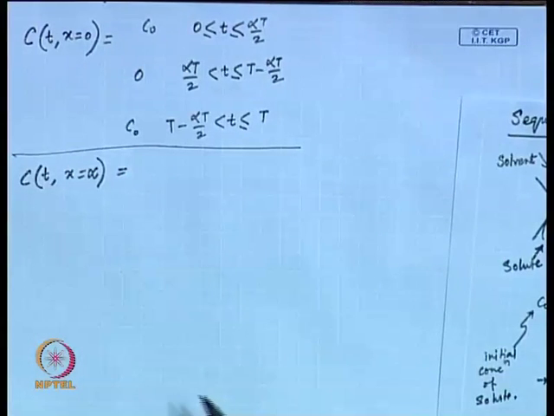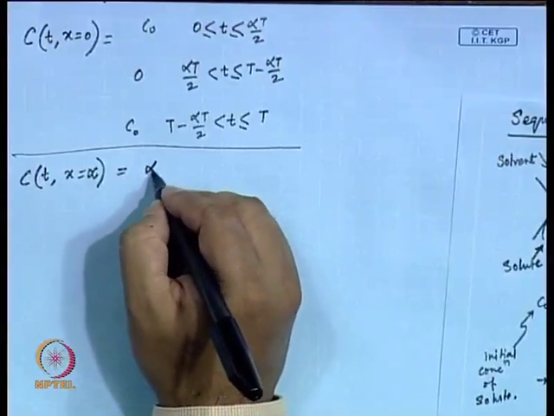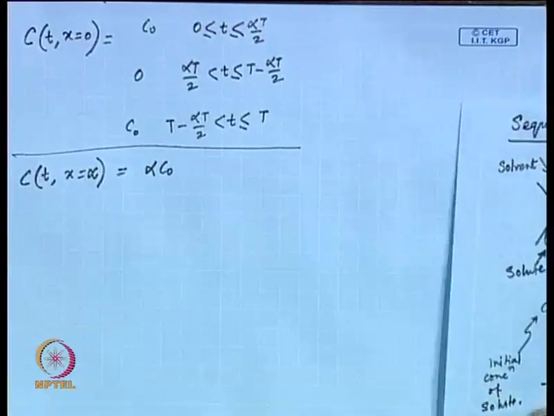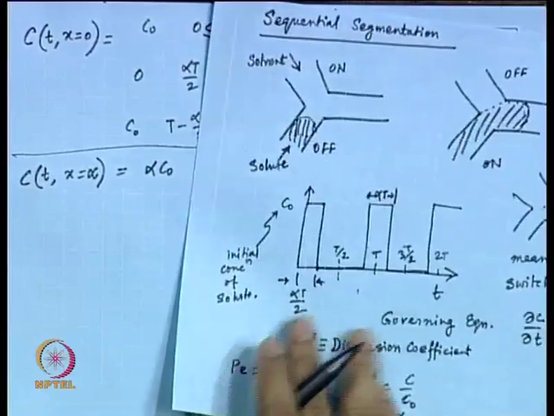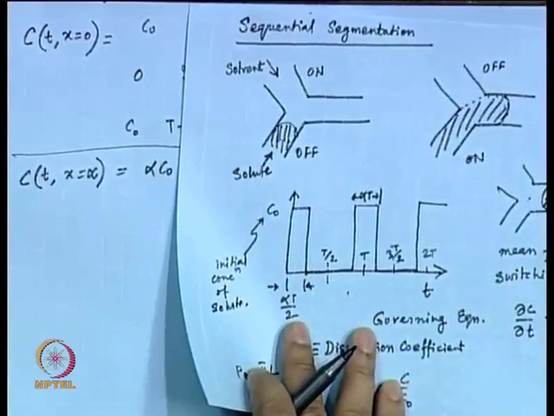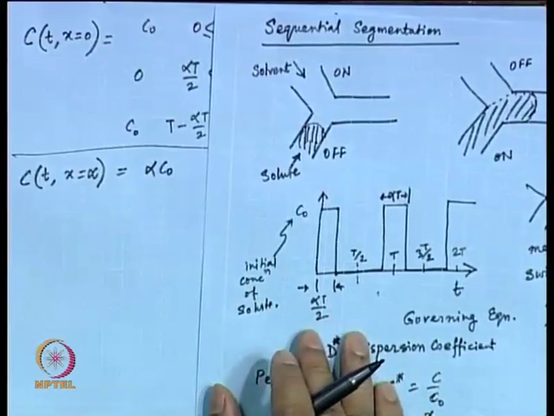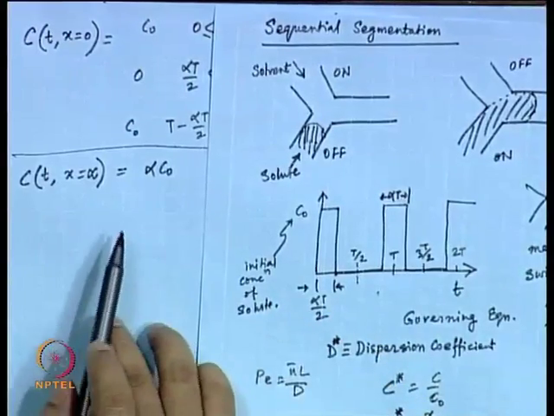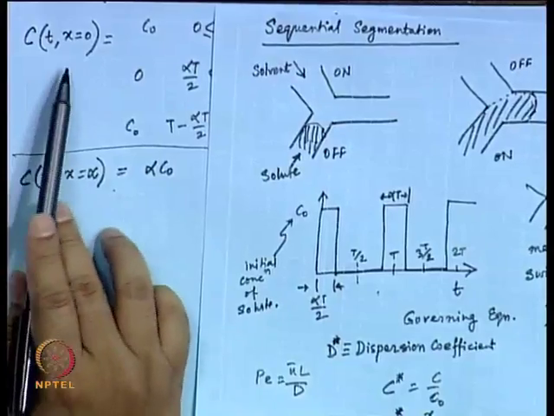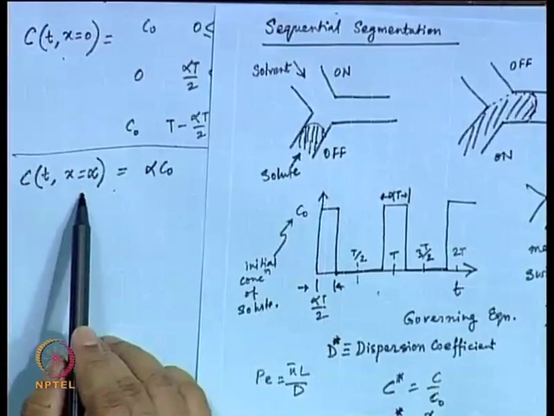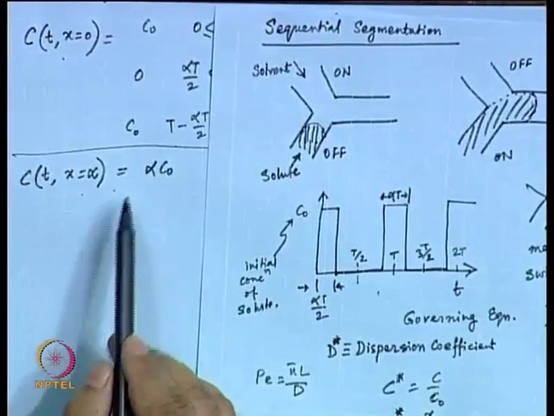At all times at x equal to infinity, can you guess what that condition would be? That would be all mixed up. That would be the mixed-up concentration, equal to alpha C 0. Why? Because think of how much solvent is going in and how much solute is going in. That ratio defines the alpha. So it is alpha C 0, that is the other condition. This is at inlet, and at x equal to infinity, this is the condition for all t.